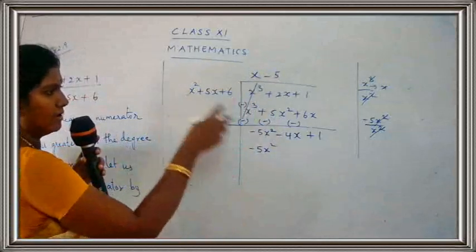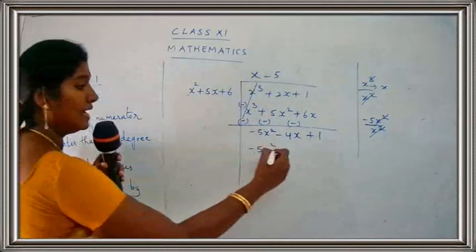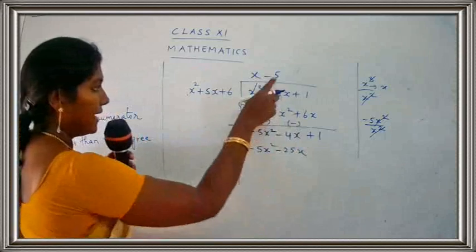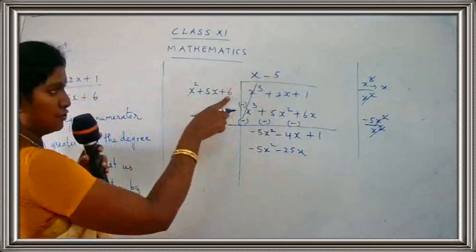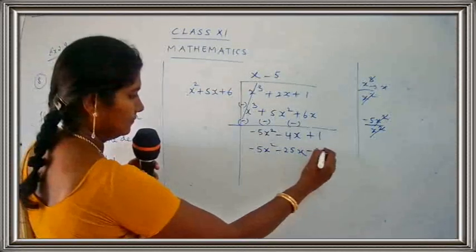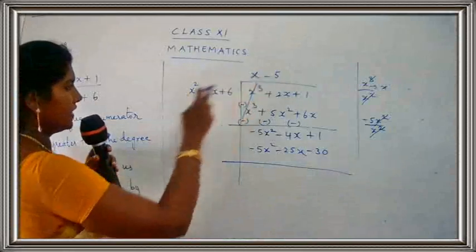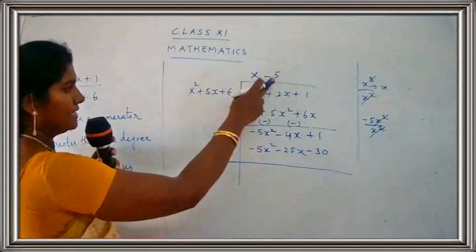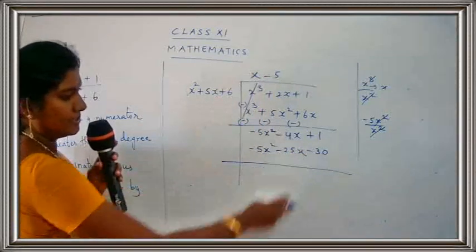Minus 5 into x square is minus 5x square, minus 5 into 5x is minus 25x, minus 5 into 6 is minus 30.